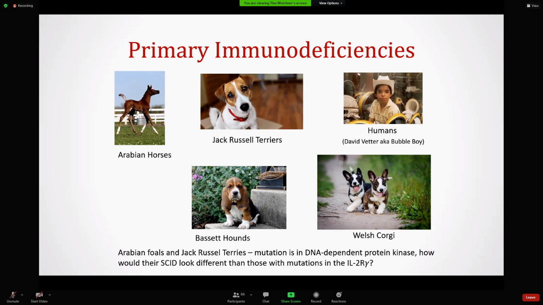They would not produce any functional B or T cells, and they're primarily protected by maternal antibodies they ingest with colostrum early on. And then once they're weaned and that protective mechanism gets lower and lower with time and their immune system cannot keep up with producing anything, then they get sick.